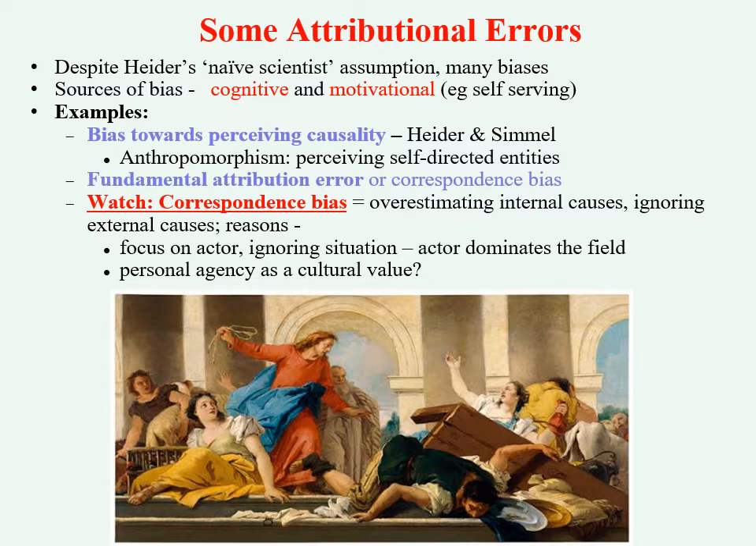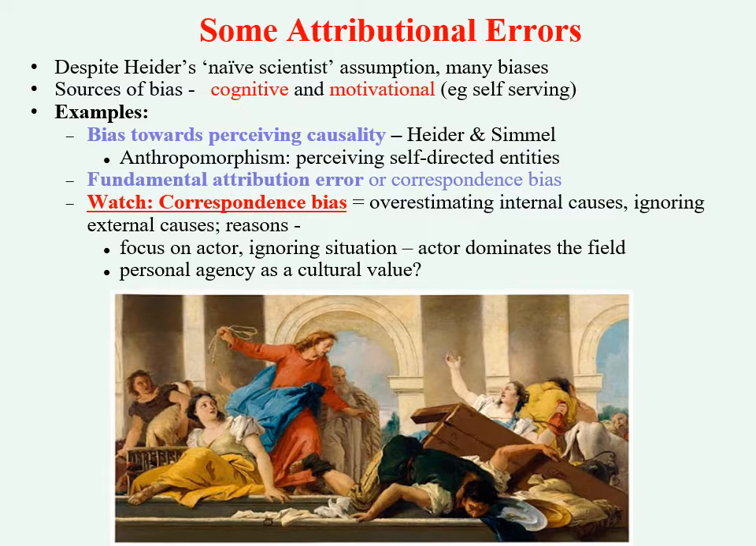So the Heider and Simmel film, where the geometric figures were moving around, is a good example of how we report on observed inanimate events as if they were carried out by people with causal power and motivation. Another way to describe it is the tendency to anthropomorphism, to see the world as inhabited by self-directed causal entities.